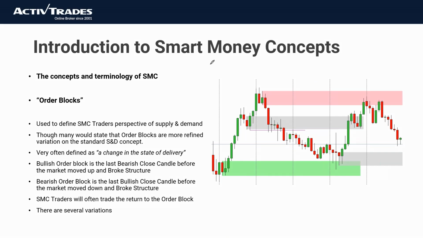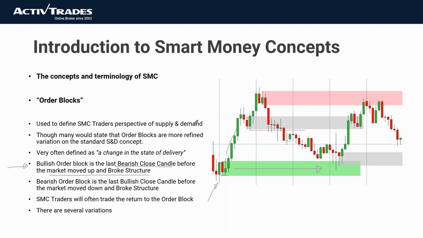I have my own variation of it, but very often you'll hear SMC traders talk about it as a change in the state of delivery. I would define a bullish order block as the last bearish close candle before the market moved up and broke structure. Looking at this particular candle here, you can see the price had a particularly strong move there, didn't it? I would be looking at what was the last significant bearish candle, bearish close, before we moved up, because that is where the order block is, and then invariably I'd be projecting that forward. And supply and demand traders will be looking at this area.